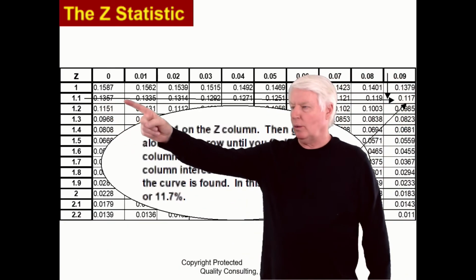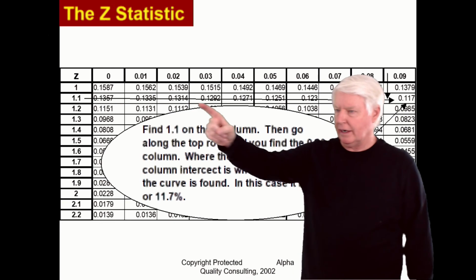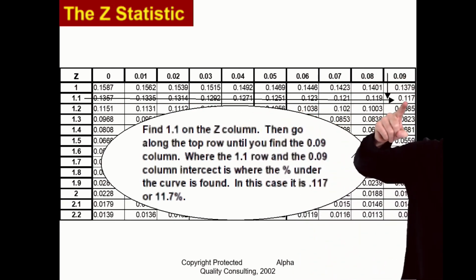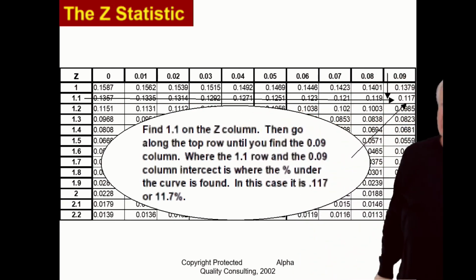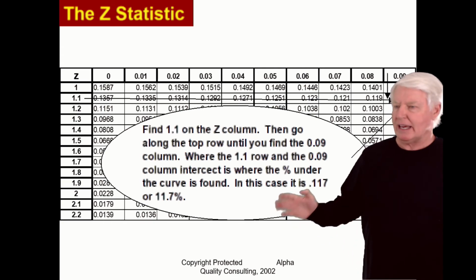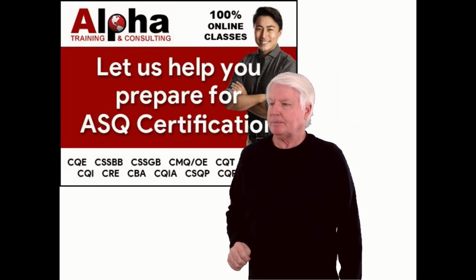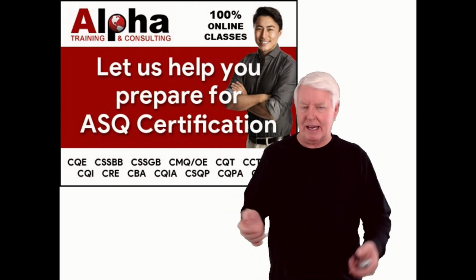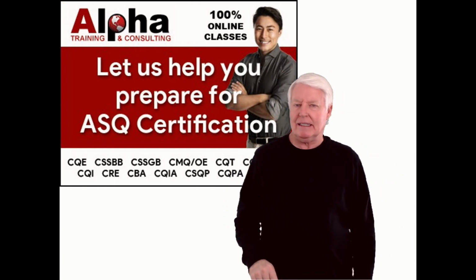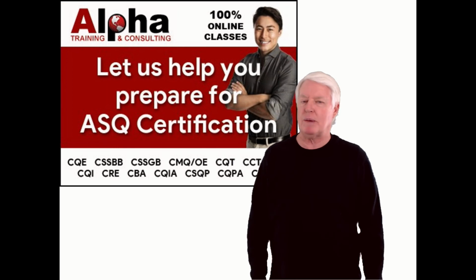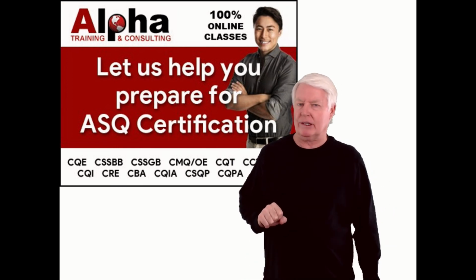So there's 1.10, 1.11, etc. We have to come all the way over here to get to 1.19. It's 11.7%. That will lie below the lower spec limit. And that's how you use the Z table. It's really quite easy, but it's important you know how to use that, especially for some of our future lectures.